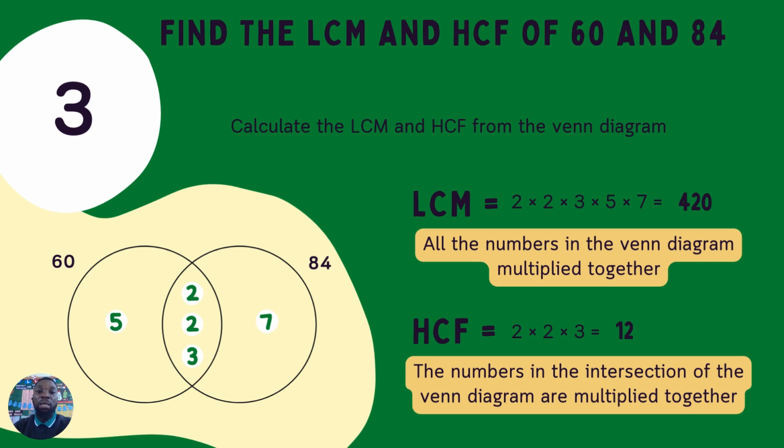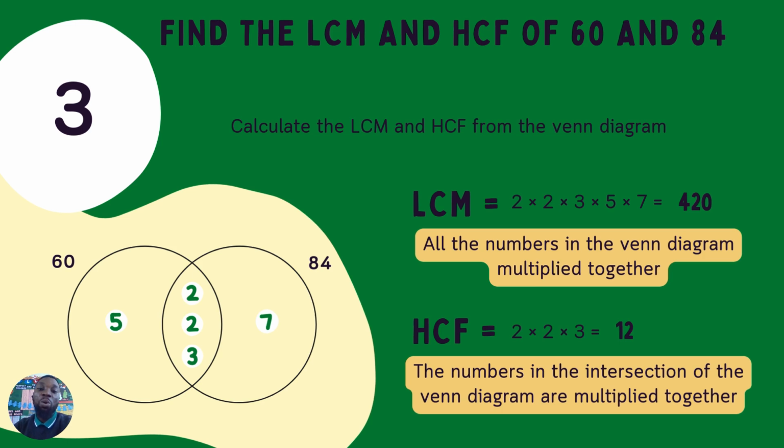How to calculate LCM and HCF from the Venn diagram. So we can use our LCM. Just find all the numbers and multiply all the numbers together. What are the numbers you can find? So 2 is there, 2 is also there, 3 is there, 5 is there, 7 is there. So multiply it together. So 2 times 2 will give you 4, times 3 times 5 times 7 will give you 420.